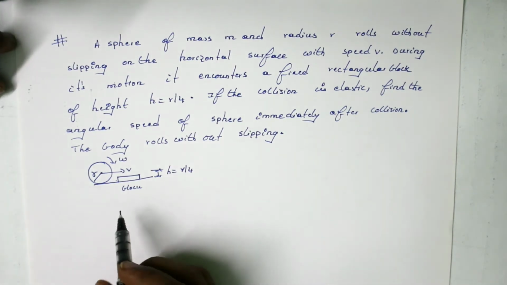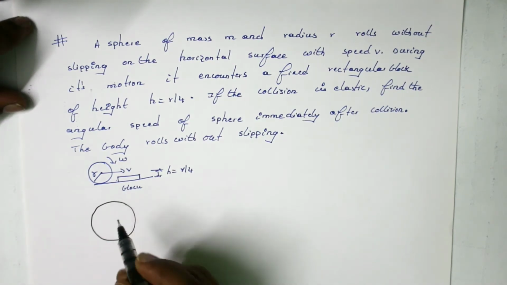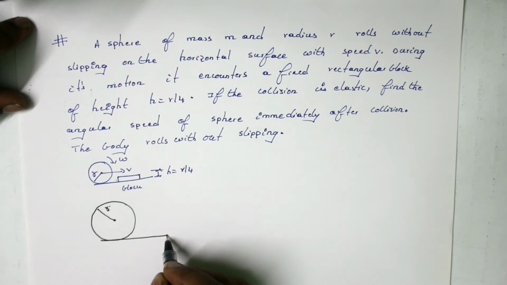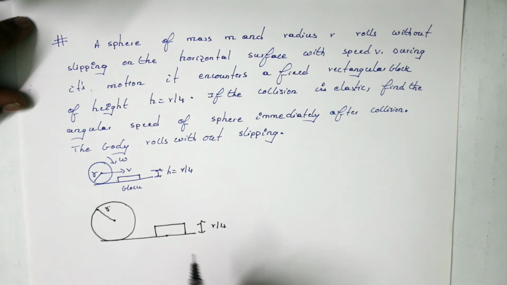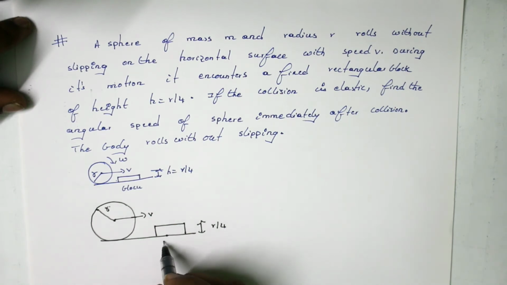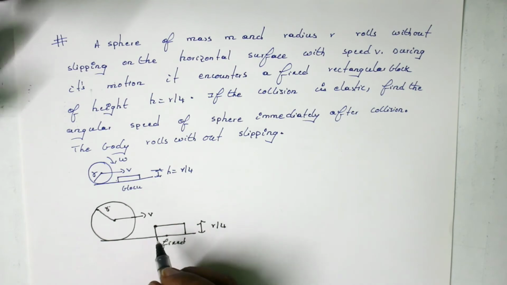Let us try to draw a bigger figure of this one. So this is the sphere which is having a radius of small r, and here there is a fixed block whose height is equal to r by 4, where r is the radius of this sphere, and this sphere is traveling with a velocity of v. Then after some time, this sphere comes and collides with this block which is fixed here, and it starts rotating around this axis. So this point will become the axis of rotation.